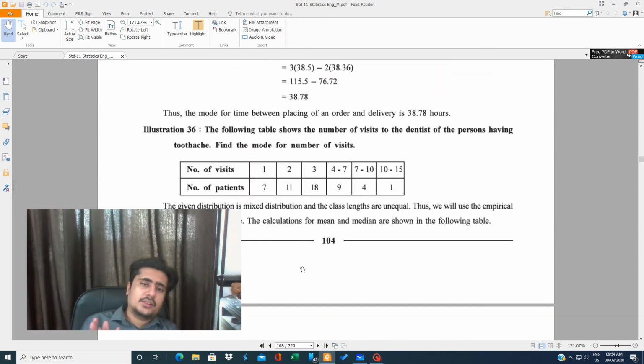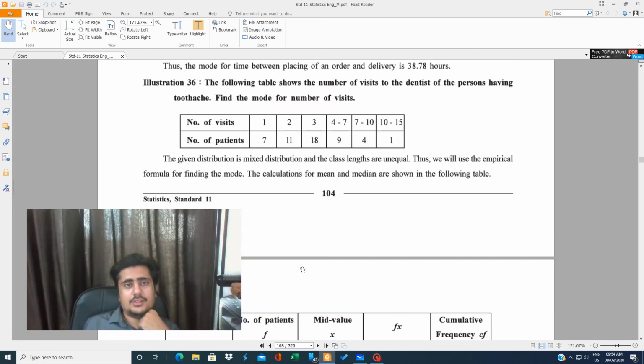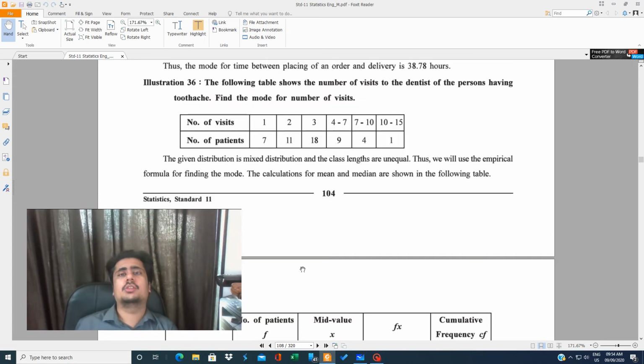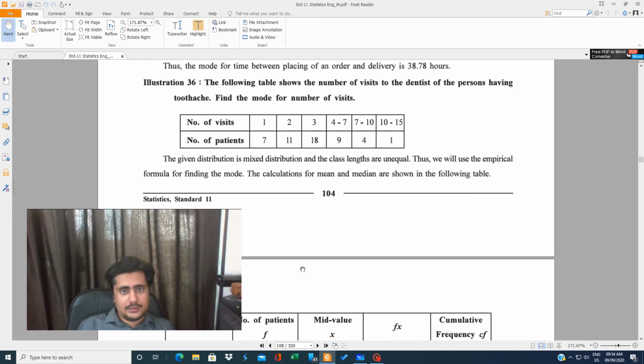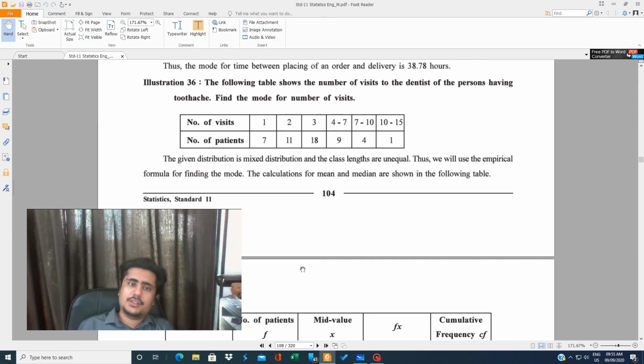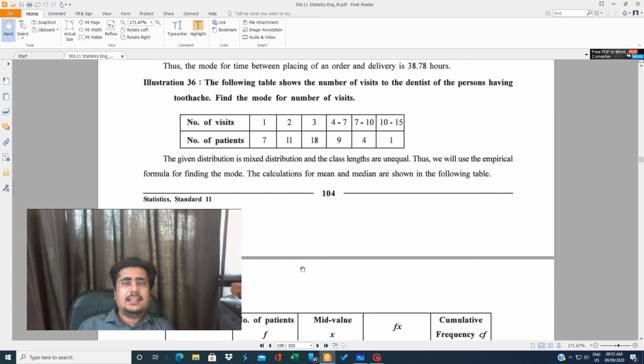Now let us do illustration number 36. The following table shows the number of visits to the dentist of a person having toothache. Find the mode for the number of visits. Number of visits 1, 7 patients. Number of visits 2, 11 patients. Number of visits 3, 18 patients. Number of visits 4 to 7, 7 to 10, 10 to 15: 9, 4, 1 respectively. You have to find the mode for the number of visits.